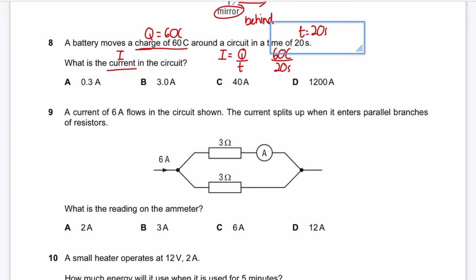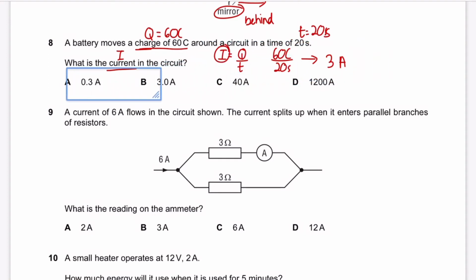Oh dear, this seconds doesn't look like seconds. Okay. When you divide 60 with 20, very sorry about that, you'll get 3. The units will be in amperes. Why? Because we're finding I, which is the current. So when you match among all these options, you'll get B. B as 3.0 amps.